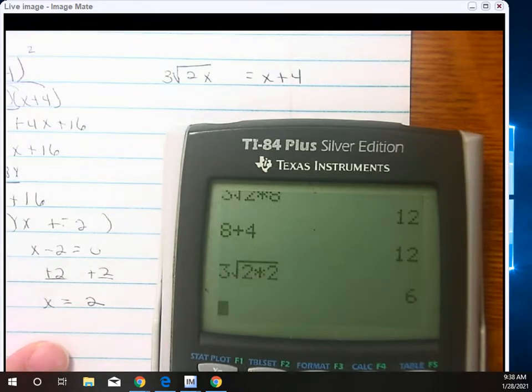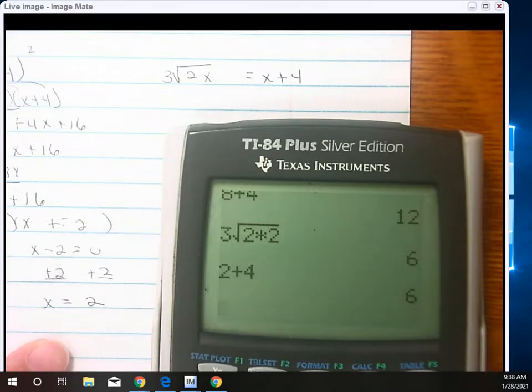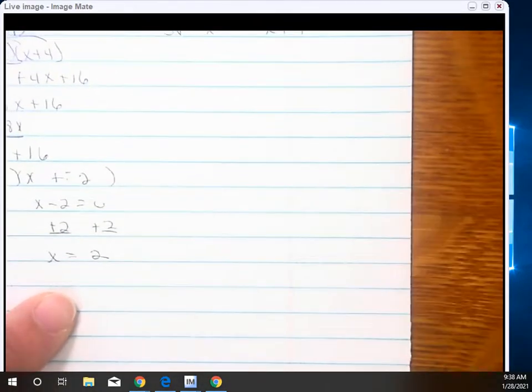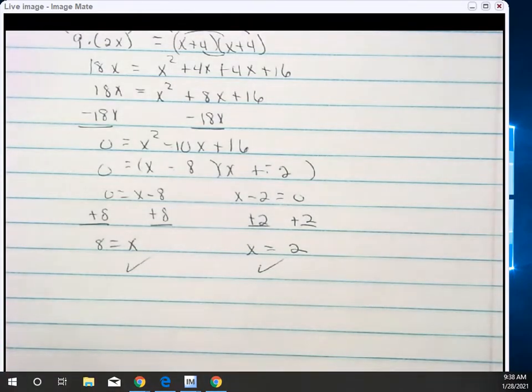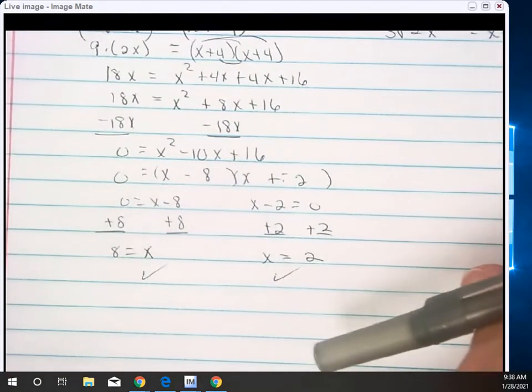3 square root of 2 times 2, 2 is our second x. We get a 6. 2 plus 4 is 6. So therefore, we know that both our answers are fine. We have no extraneous roots. Moving on to problems 27 through 62.